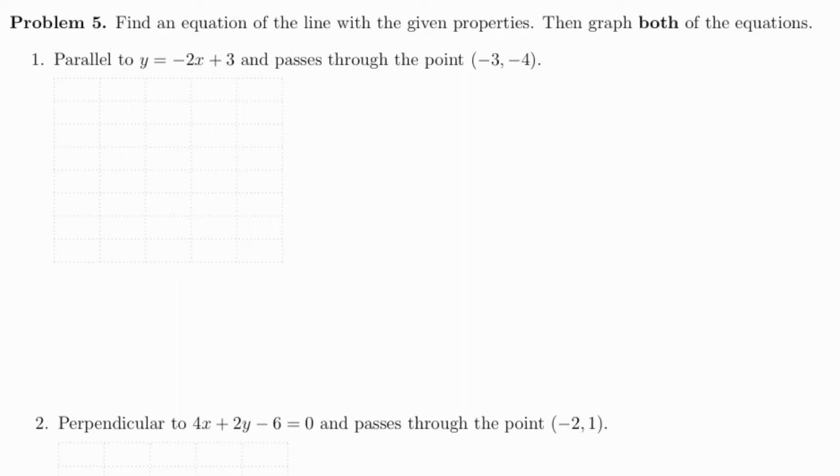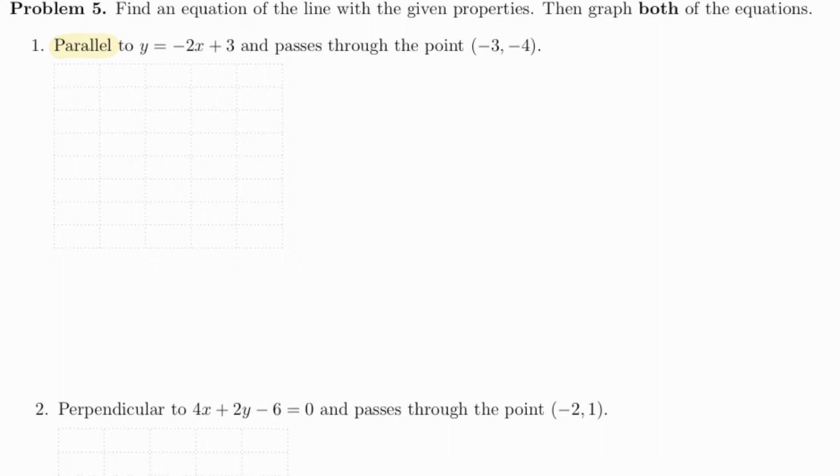Problem 5 asks us to find an equation of the line with the given properties and then graph both of the equations. So, first of all, part 1 asks us to find a line parallel to y equals negative 2x plus 3. I think the first thing that we need to remember here is that if I want a line parallel to this guy, I'll have the same slope, but different y-intercept.